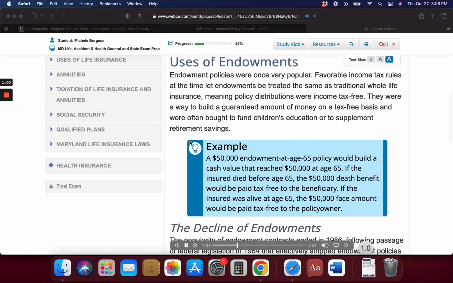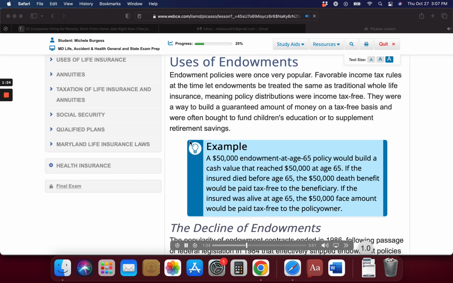Uses of endowments. Endowment policies were once very popular. Favorable income tax rules at the time let endowments be treated the same as traditional whole life insurance, meaning policy distributions were income tax-free. They were a way to build a guaranteed amount of money on a tax-free basis and were often bought to fund children's education or to supplement retirement savings.